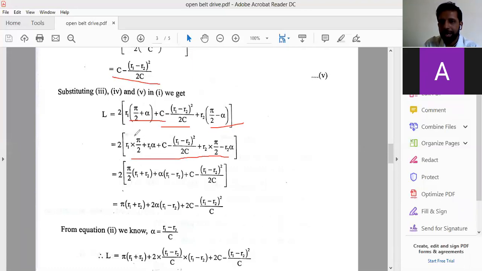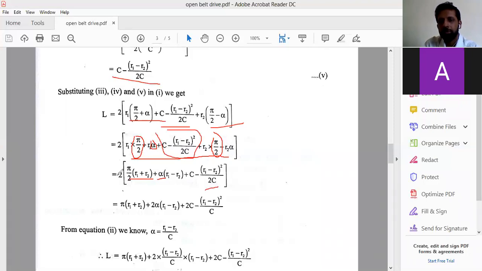Now just group it as whatever we have, pi by 2 terms together, then for alpha another group, and then the remaining. When we rearrange, pi by 2 into R1, we have pi by 2 into R2. So pi by 2 is a common factor, R1 plus R2, plus next, alpha R1 and minus alpha R2, so alpha is a common factor, R1 minus R2. Plus this term will remain as it is over here.